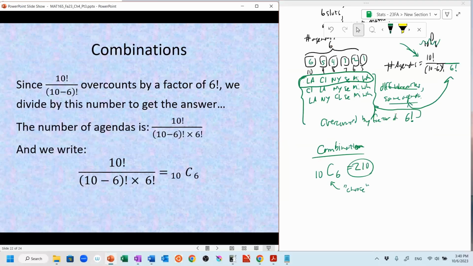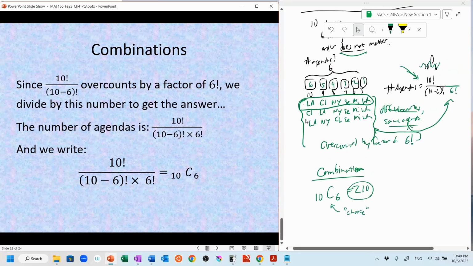Because there are 6 factorial, that in and of itself is a pretty big number. What is that, 720, something like that? That's a pretty big number of distinct itineraries that map to a single agenda. So that's why our result here is so much smaller than when order mattered.